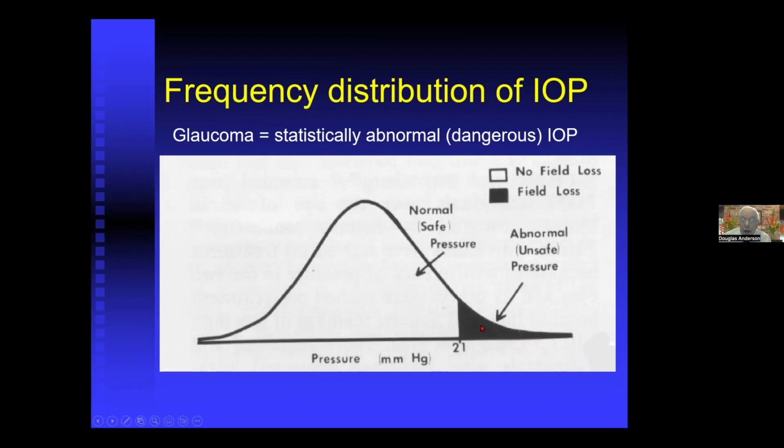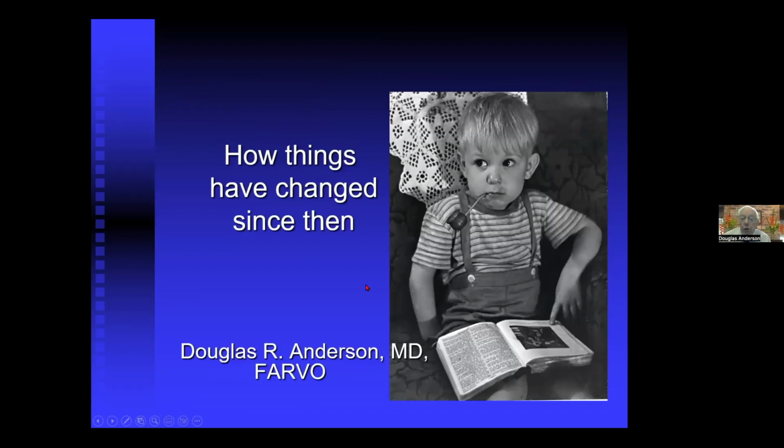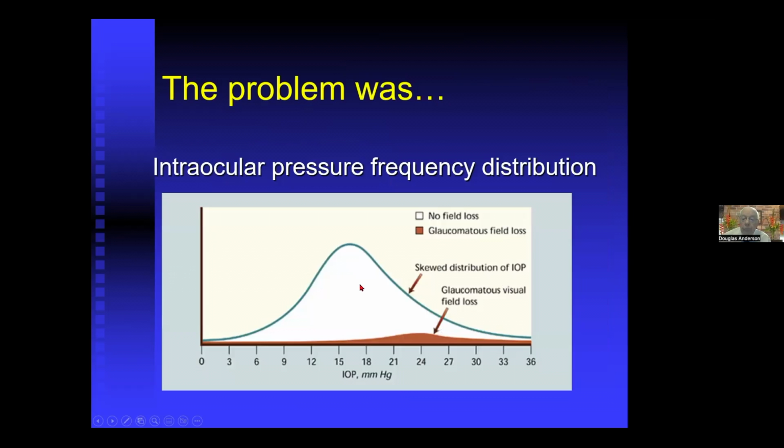And either you already had some vision loss or it was inevitable that it would happen. On the other hand, anything below 21 was perfectly normal and seemingly safe, so that if you had that, you had no worries. Well, things have changed. And now we view glaucoma this way, that there's a skewed frequency of elevated pressure, and elevated pressure would be above 21, all of these people here.